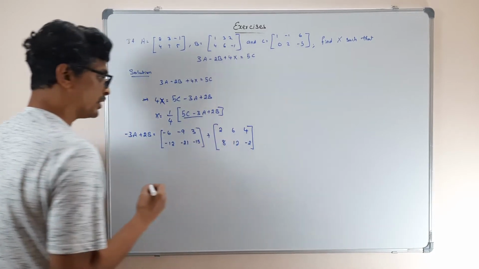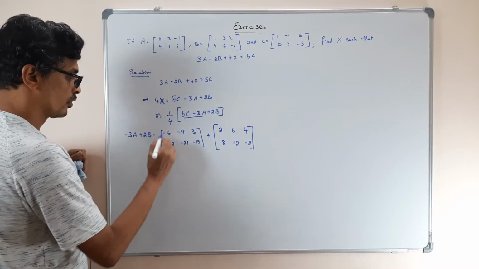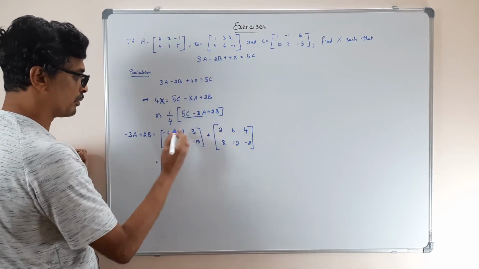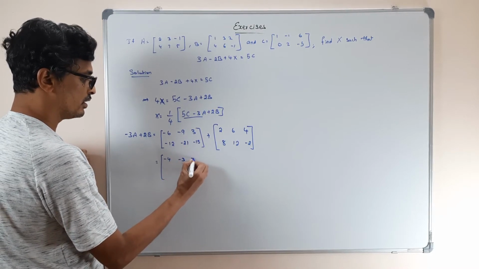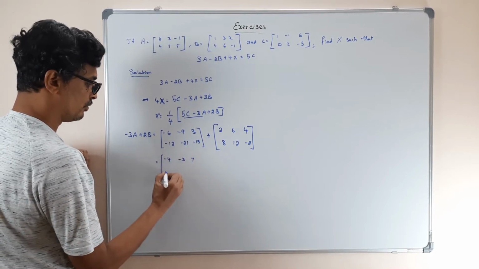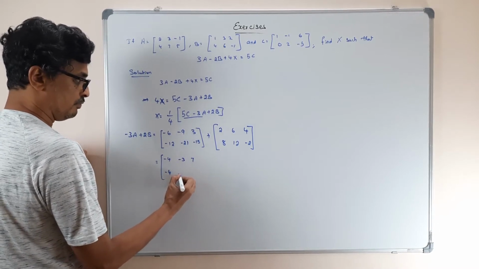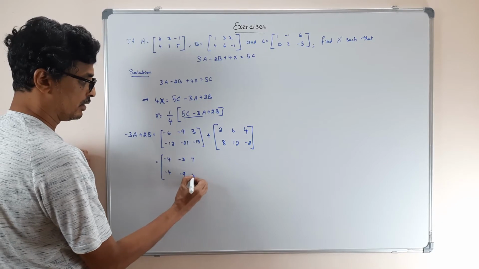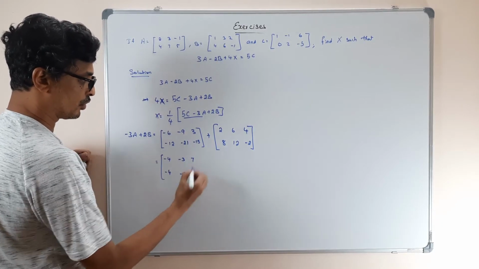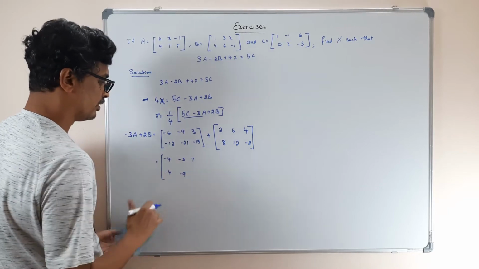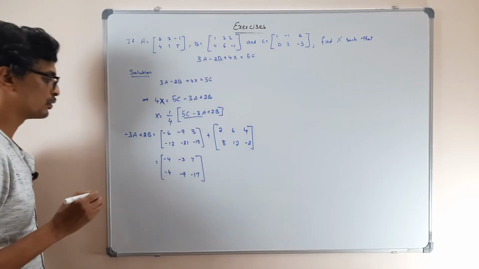I will tell you, this is simpler. Minus 4, minus 3, 7, minus 4, minus 4, minus 9, oh sorry, minus 17, right? Minus 17. So this is what you got, minus 1.